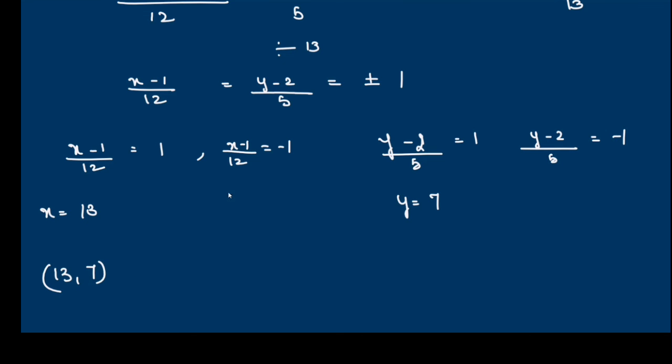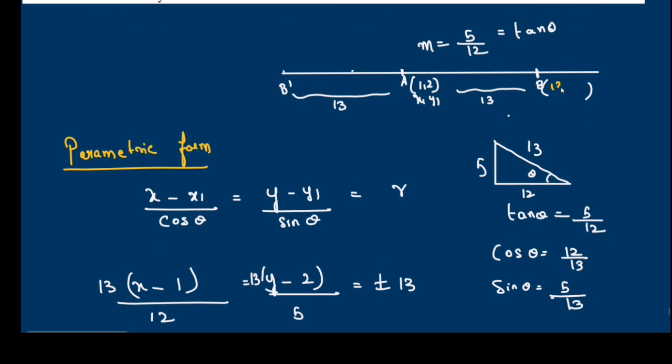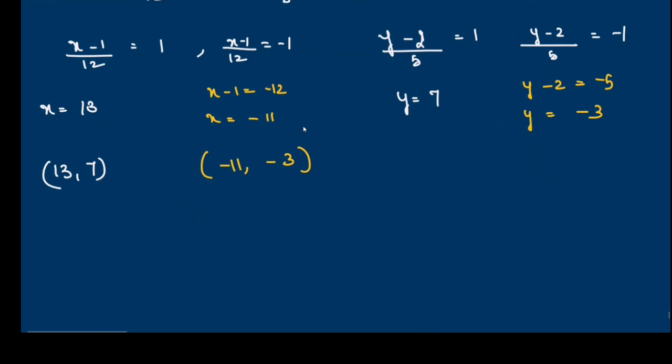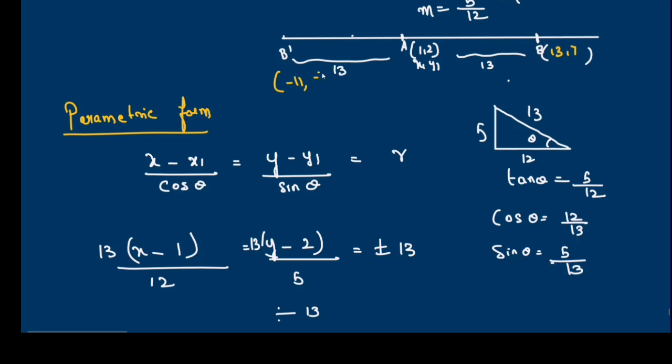What about the other one? What is (x minus 1) by 12? So what do you get now? x minus 1 is minus 12. x is minus 11. y minus 2 is minus 5. What is y? Minus 5 plus 2, minus 3. So what is the other point? Minus 11 and minus 3. I asked you to find these points. One point is (13, 7). The other point is (minus 11, minus 3).